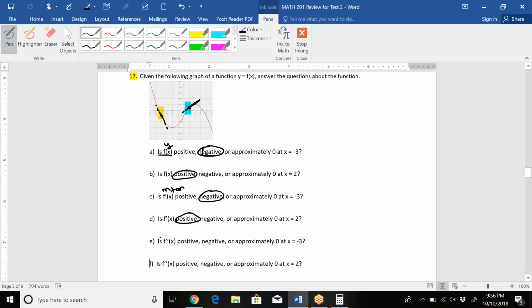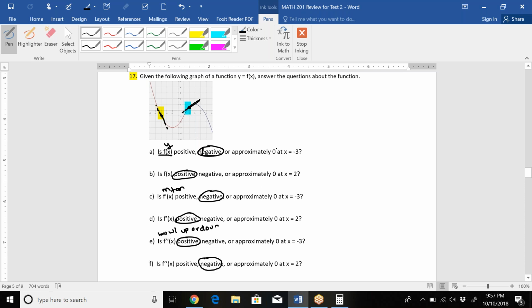The second derivative tells me if my bowl is up or down. So at this point, the bowl is facing upwards, so that means we have a positive concavity. And at this point, the bowl is facing downward, so that means we have a negative concavity.